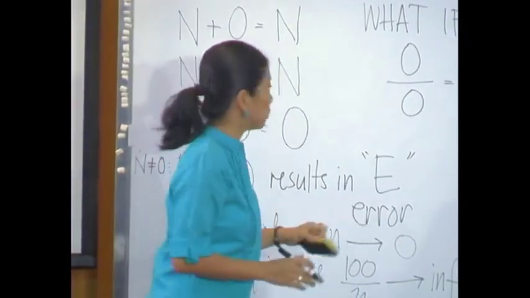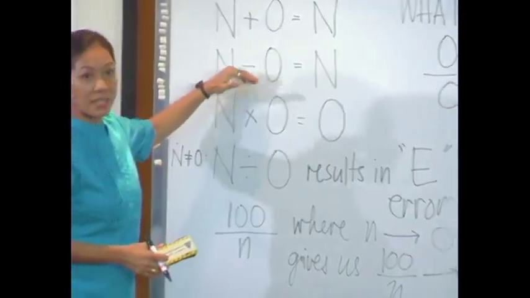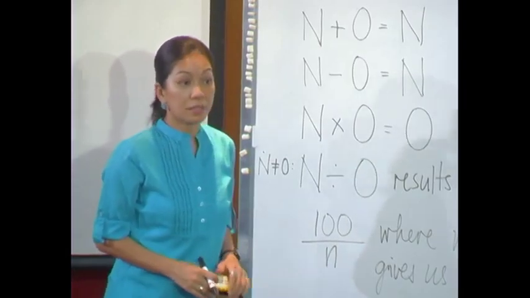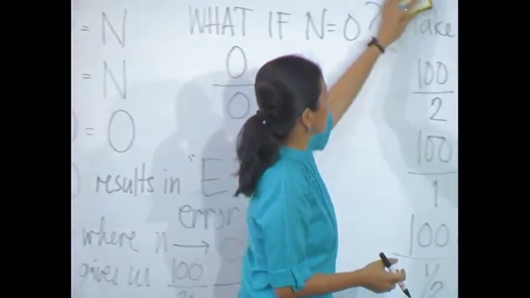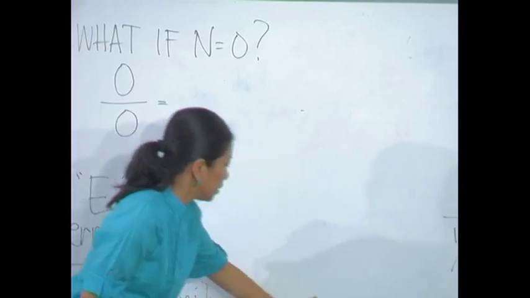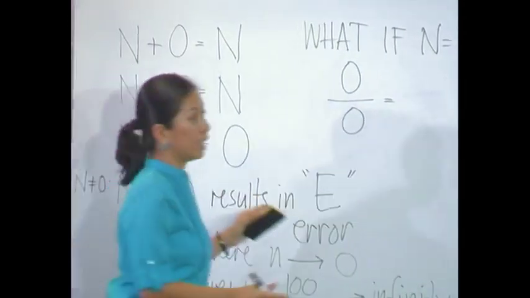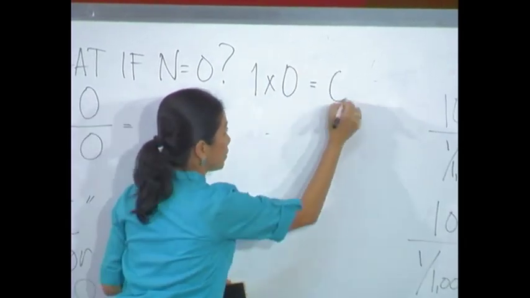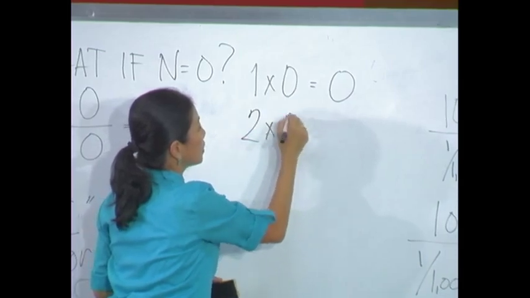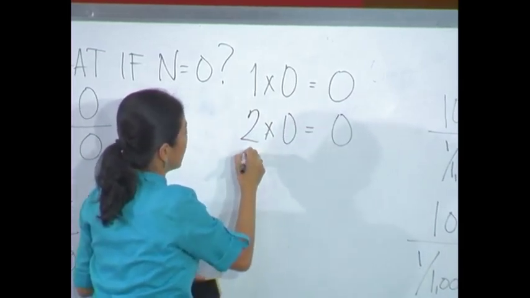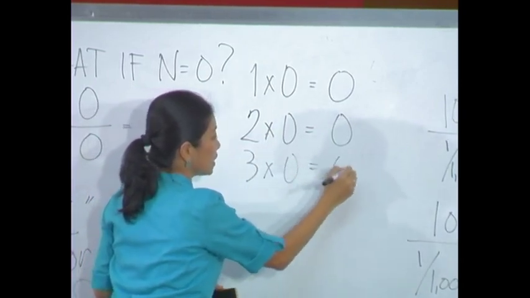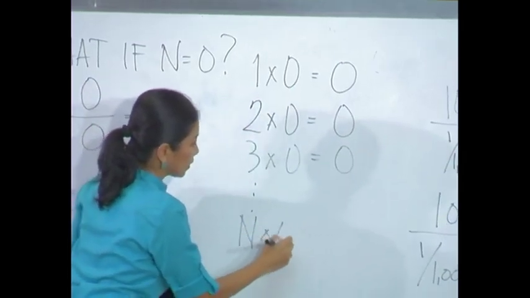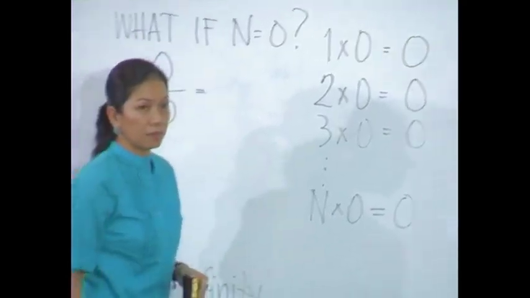Now let's take it from multiplication. If subtraction is the inverse of addition, division is the inverse of multiplication. So if we have any number times 0, taking it from the third equation here, class, 1 times 0 is 0. 2 times 0 is 0. 3 times 0 is 0. And indeed, for this set of numbers, down the line, n times 0 is 0.